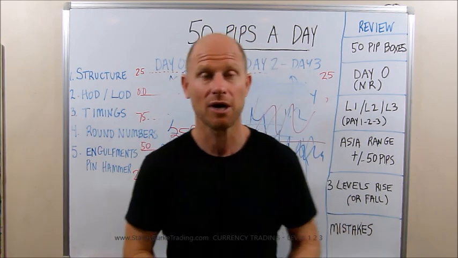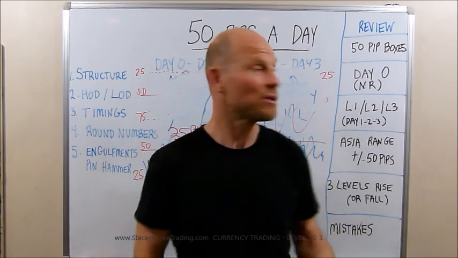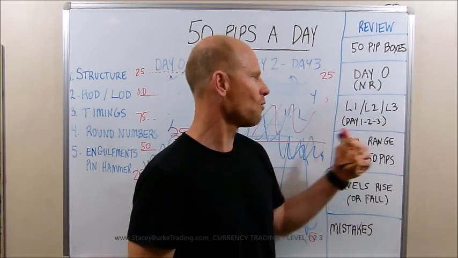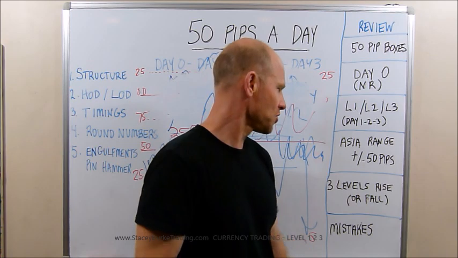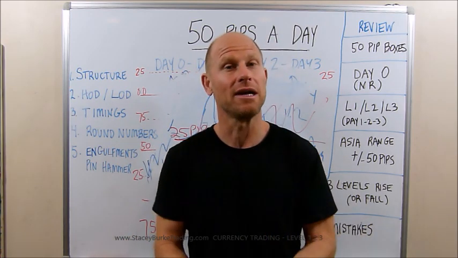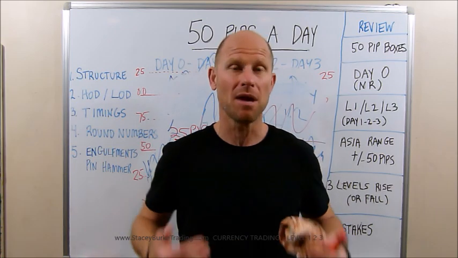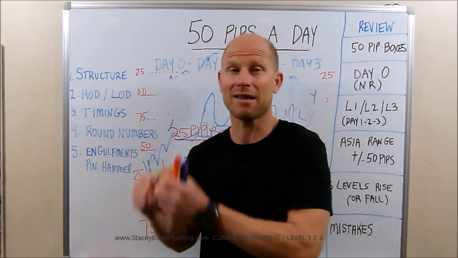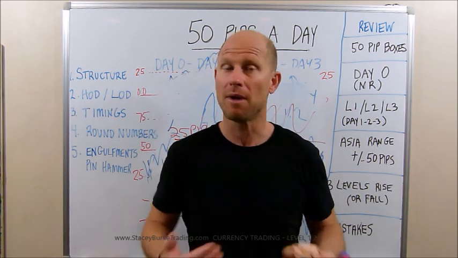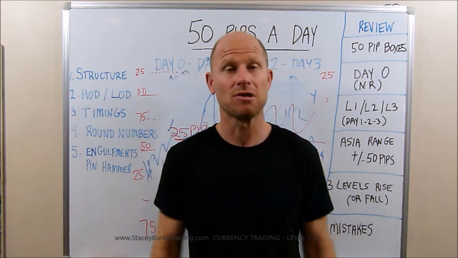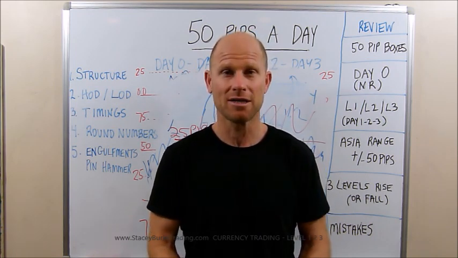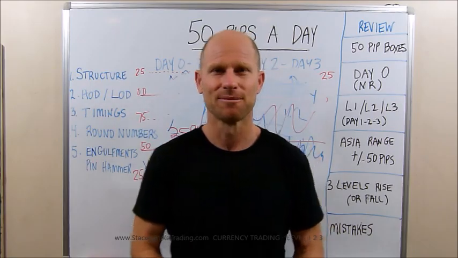So screenshot those trades, make your notes, keep it simple. 50 pip boxes, narrow range days, level 1, 2, and 3, Asia range, 3 levels of rise and fall, and trading mistakes. So hopefully today being Wednesday, again, we're up high, we're at the high of the week on a few of the pairs. We may get some volatility, we may be in a day 3. Keep it simple, let the market show us what it's going to do, and go from there.